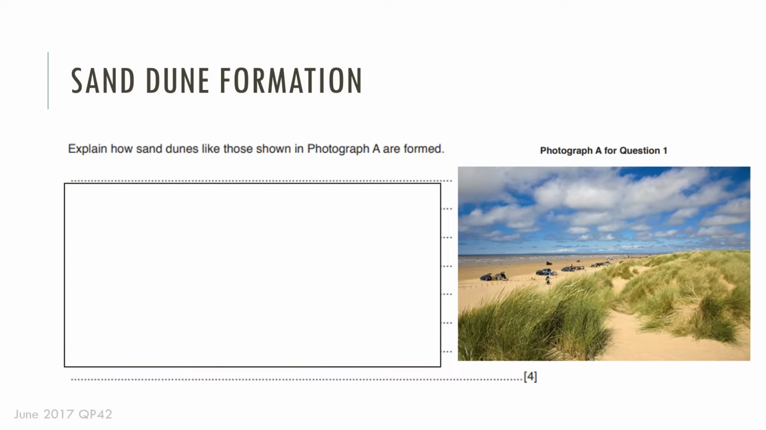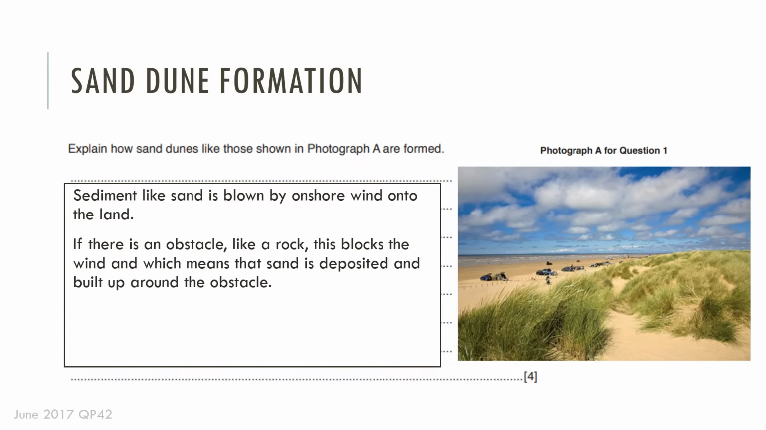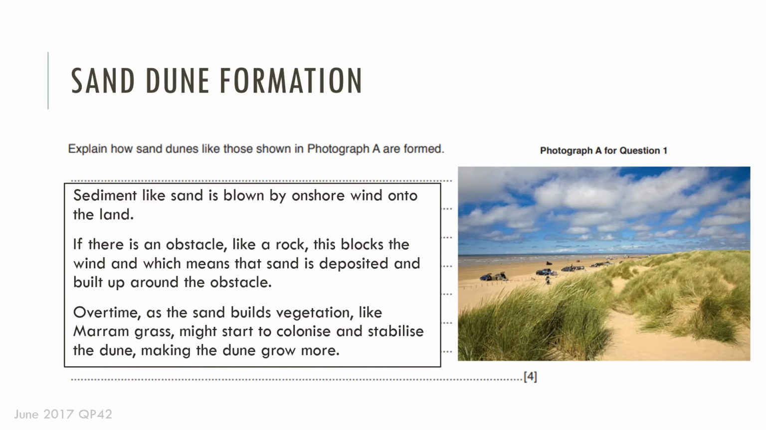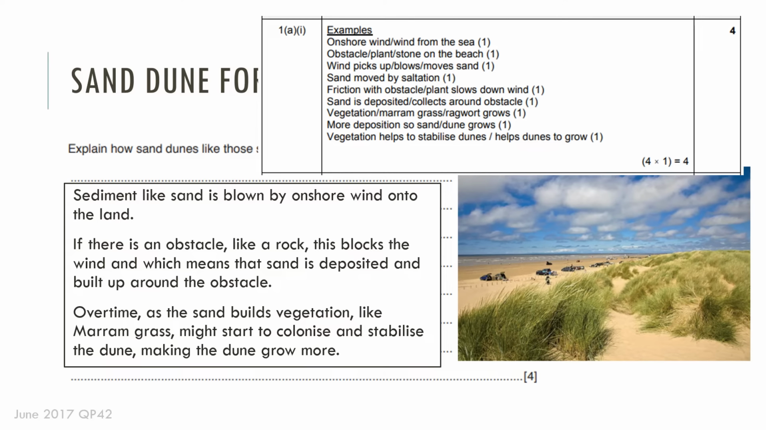Final one, sand dune formation. I've seen this done in a variety of ways, but this sums up nicely with this question, which again can appear in any paper 1 or paper 2 past exam question. Explain how dunes like those shown in photo A are formed. So very key characteristics: sediment like sand is blown by onshore wind onto the land. If there is an obstacle like a rock, this blocks the wind and sand is deposited and built up around the obstacle. Over time, as the sand builds up, vegetation like marram grass might start to colonize and stabilize the dune, making the dune grow more. So again, you can check out the mark scheme, ticking all the boxes there. So please do pause the video and include these notes into your revision.